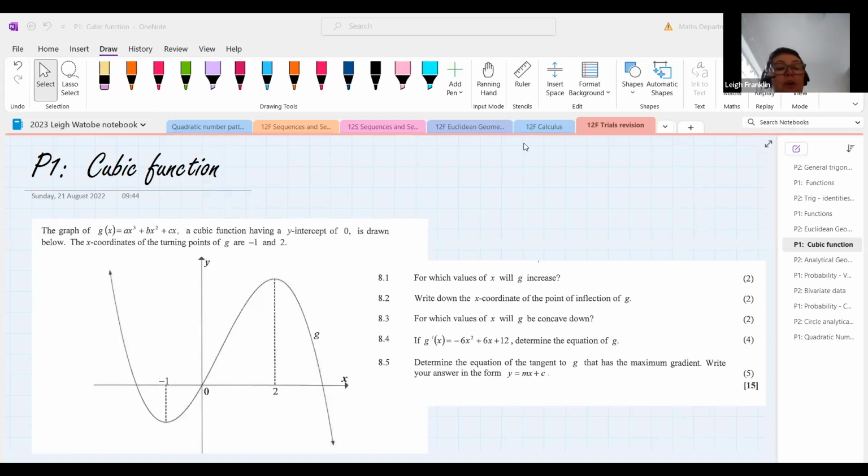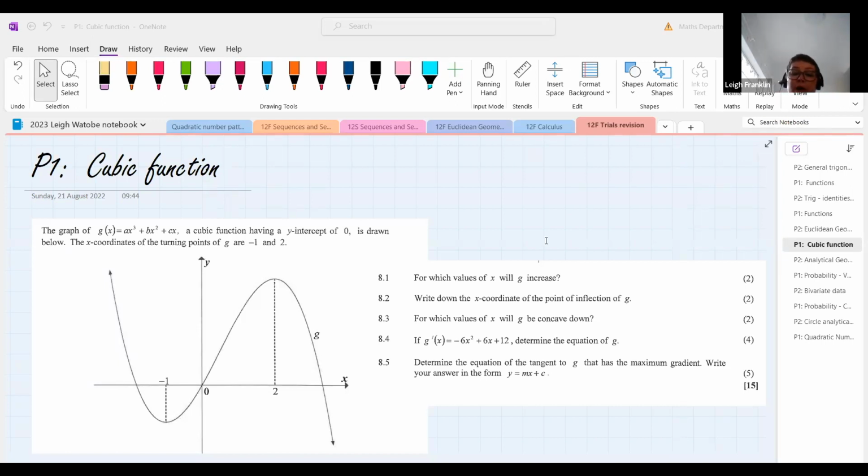Good, Nhlanhla, perfect. Right, and then it goes on to say a cubic function having y-intercept of 0 is drawn below. The x-coordinates of the turning points are -1 and 2. So you can see that they've indicated the x-coordinates of the turning points on the diagram. They've got the -1 and the 2 in there. Okay, so now let's go and have a look at the questions. The first question says in 8.1, for which values of x will g increase?